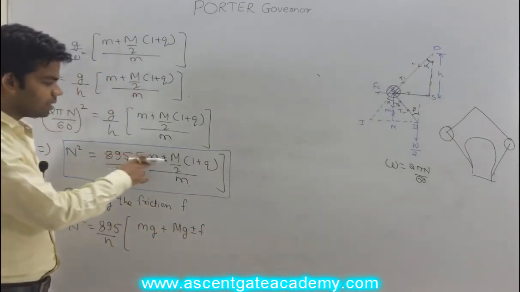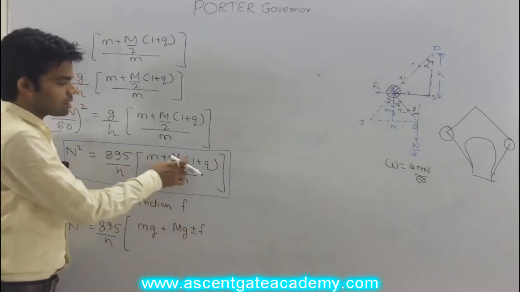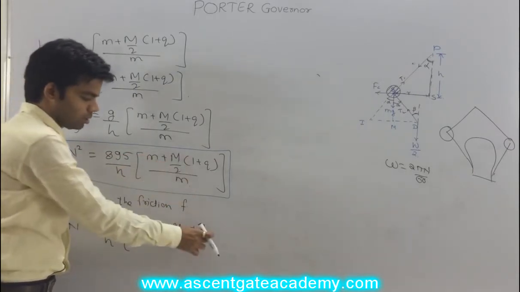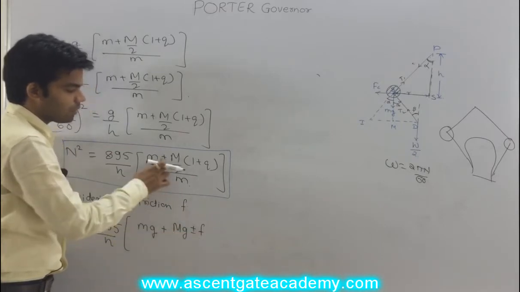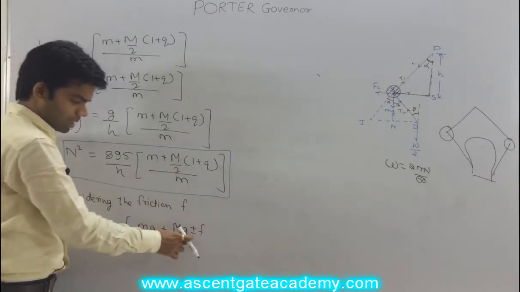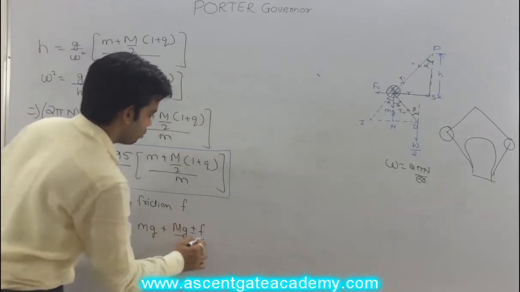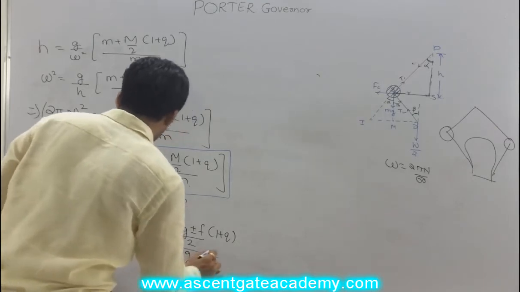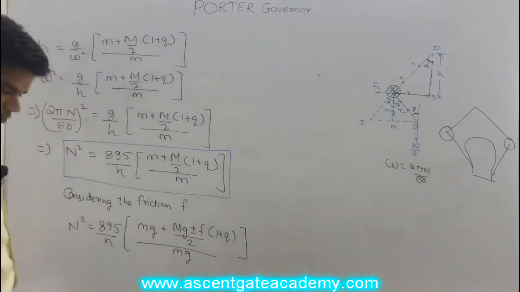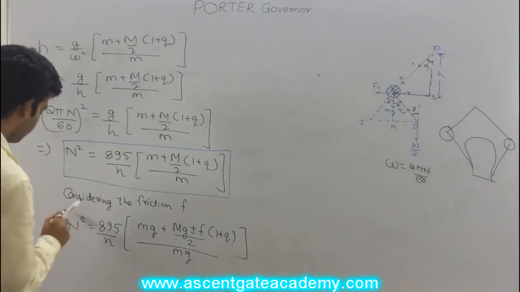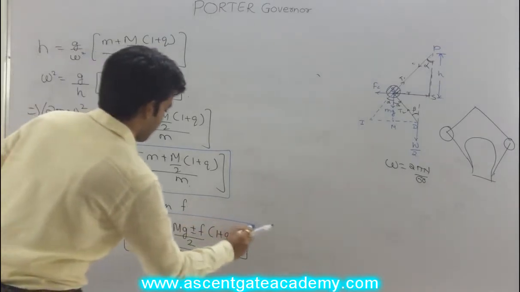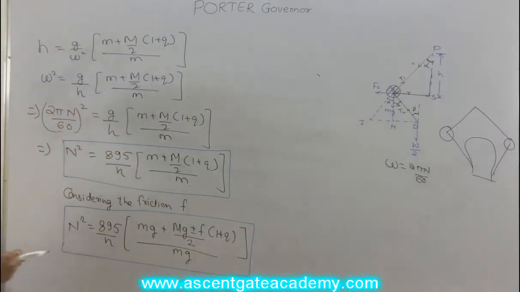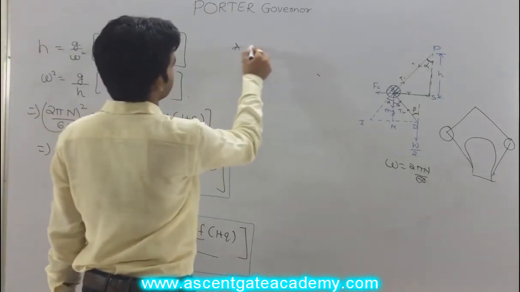Okay, and why we are multiplying g? Because here we are just having the mass and this is the force. So in order to convert it into force, we have multiplied it by g. So this will be (small mg plus capital Mg plus minus f) by 2 into (1 plus q divided by small mg). Okay, so this is the expression when we are considering frictional force. Getting this one?